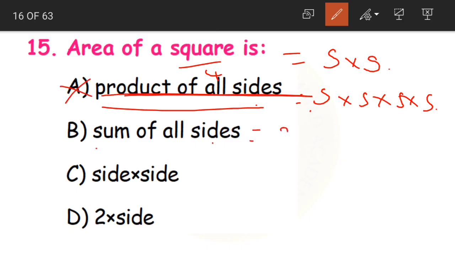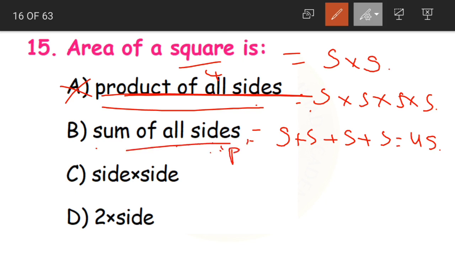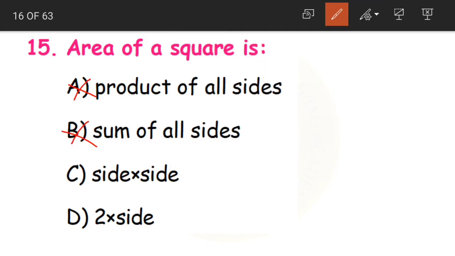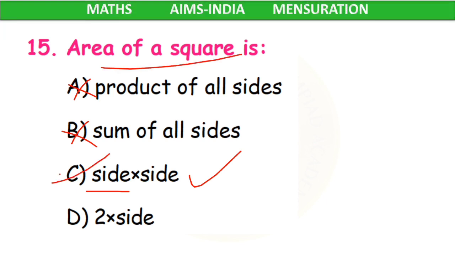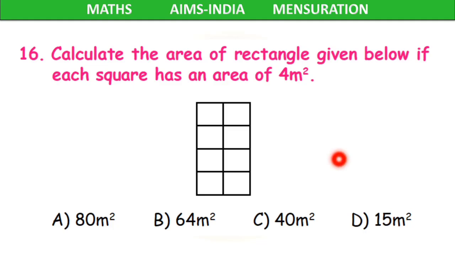Option B, sum of all sides, that is nothing but S plus S plus S plus S. It will be equal to 4S. Now this sum of all sides is the perimeter of the square but not area. So option B is also wrong. Coming to option C, side into side. Yes, this is our formula for square. Area of a square is equal to side into side, that is option C.